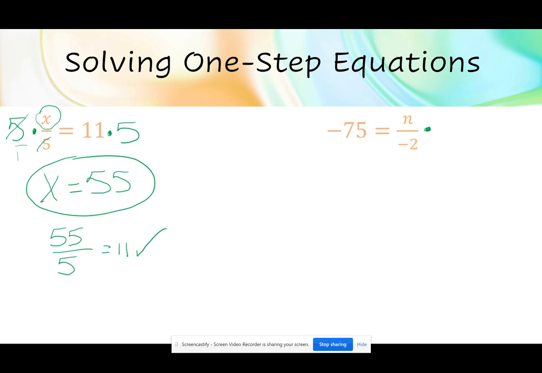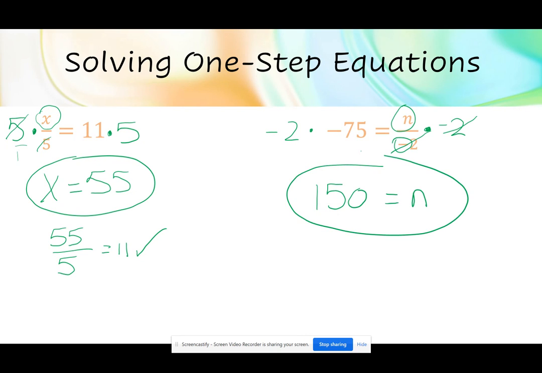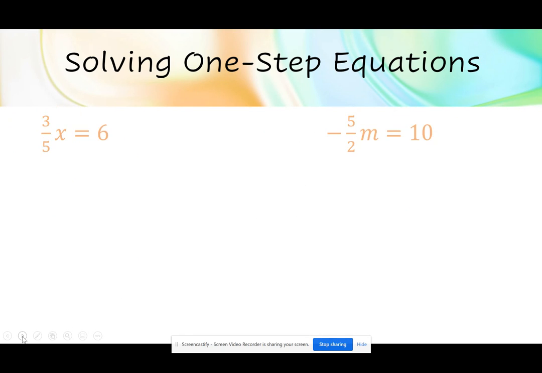Over here again, we want to get this n by itself, so you multiply to cancel out these negative 2's. You have to make sure to include the sign. So we get positive 150 equals n. So again, solving one-step equations, just do the opposite operation to cancel out.